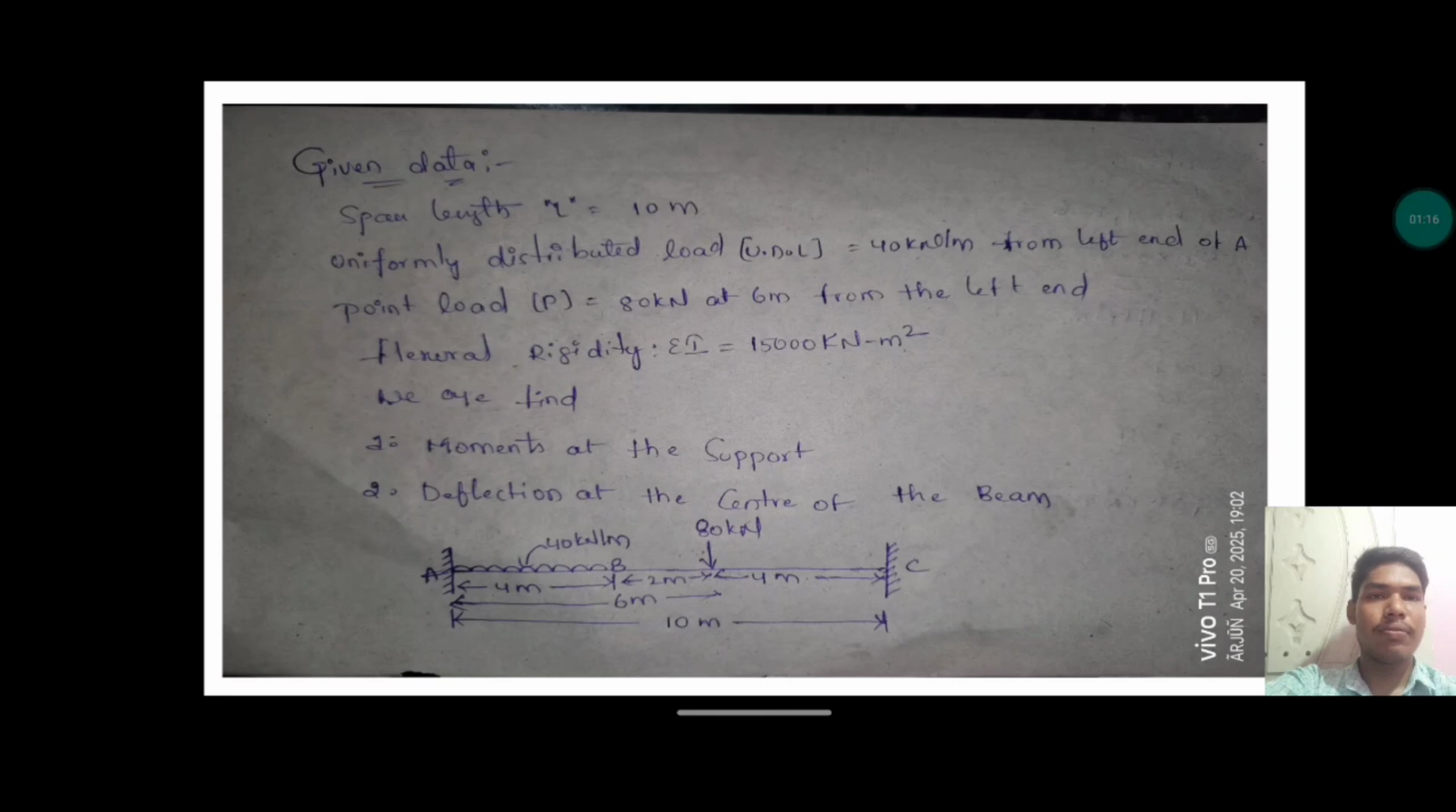First, given data. Span length is equal to 10 meters. Uniformly distributed load 40 kilonewtons from the fixed end A. Point load P 80 kilonewtons at 6 meters from left end A. Flexural rigidity EI is equal to 15,000 kilonewton per meter square. We have to find the moment at the support and deflection at the center of the beam. Here is the figure of the fixed beam as shown in the diagram.